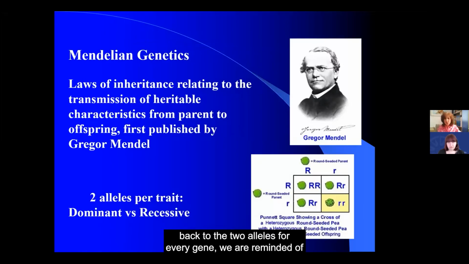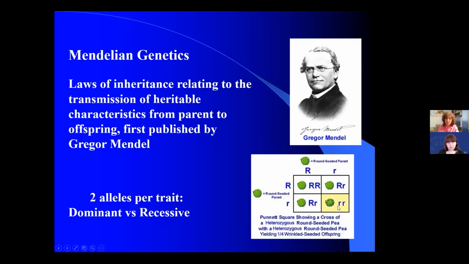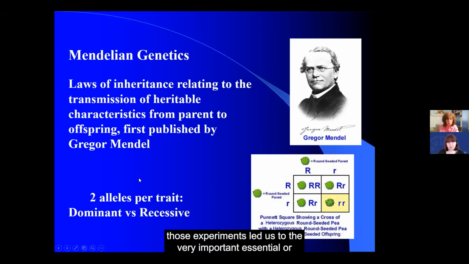Now, going back to the 2 alleles for every gene, we are reminded of Mendelian genetics. Okay, so Gregor Mendel was a monk who studied the quantitation of how traits are inherited. Okay, and he studied peas, and most people know of his experiments where if he crossed 2 round heterozygous peas, which meant that they had a dominant and recessive, then the offspring would show a recessive progeny. Okay, so here you have all your dominants with the big R, which is rounded seeds, but you also have rough, okay, the rough skinned peas here. Okay, so those experiments led us to the very important essential dogma that you have 2 alleles per trait, and there's something called dominant versus recessive. Okay, and the same is true when we talk about cancer genes.